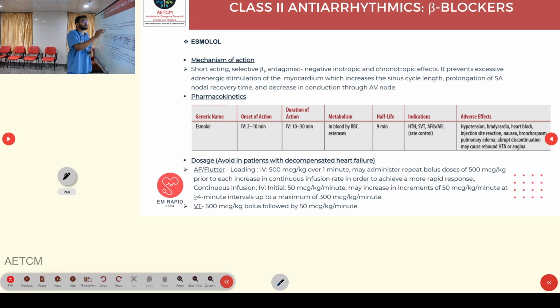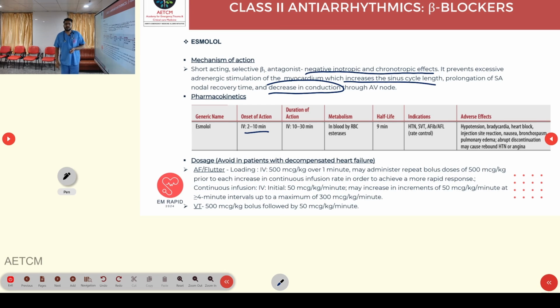So it mainly has negative inotropic and chronotropic effects. It prevents excessive adrenergic stimulation of the myocardium, which increases the sinus cycle length, prolongs the SA node recovery time, and decreases conduction through the AV node as well. Coming to the pharmacokinetics, it has an onset of action of around 2 to 10 minutes, and the duration lasts around 10 to 30 minutes.